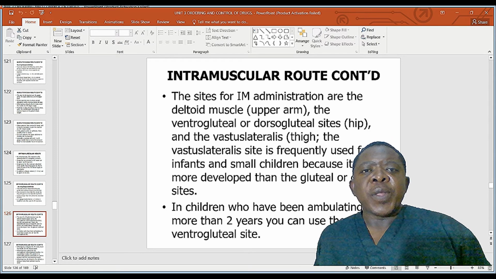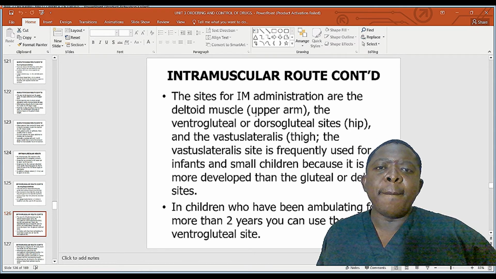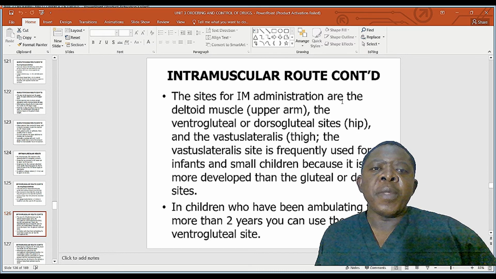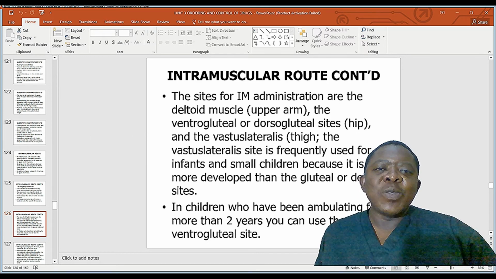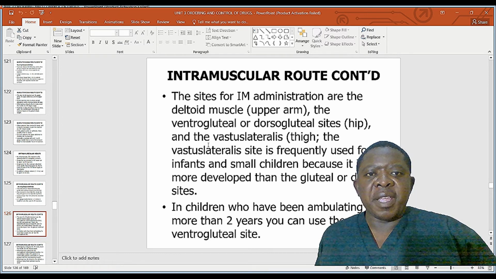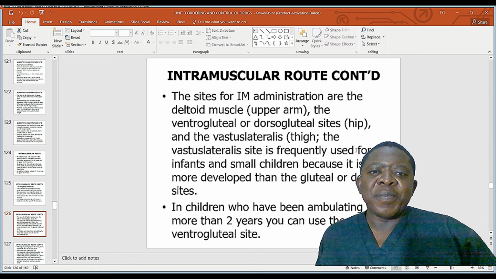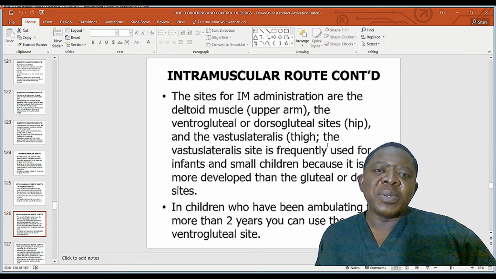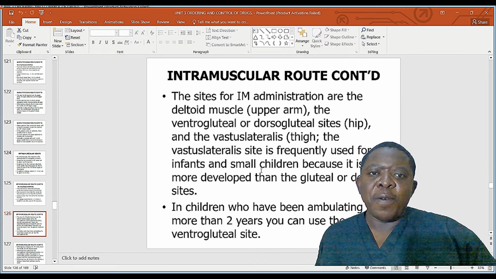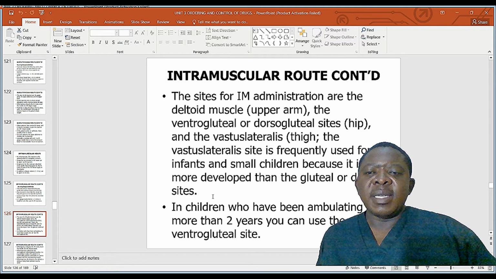Okay, so the sites for intramuscular administration are the deltoid muscle, that is the upper arm, the ventrogluteal or dorsogluteal sites, that is the hip, and the thigh. The thigh is frequently used for infants and small children because it is more developed than the gluteal or deltoid sites.